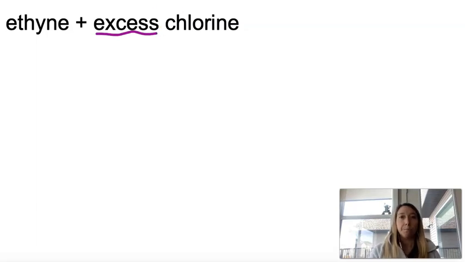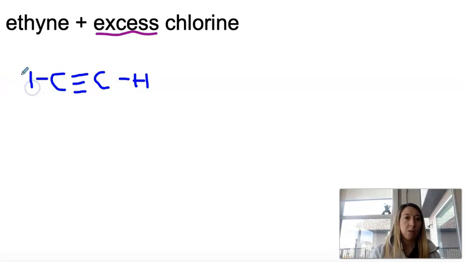Okay, so we have ethyne. So eth, 2 carbons. Yne means we have a triple bond. Okay, we need to make sure that we give every carbon 4 bonds. So that means each one of them is going to get a hydrogen. Okay, we're now adding excess chlorine. So we're going to add those chlorines.